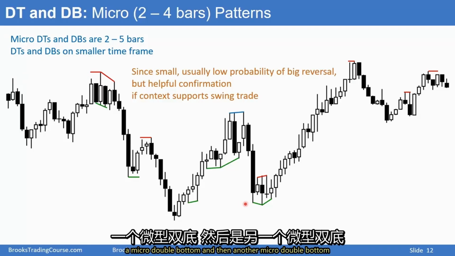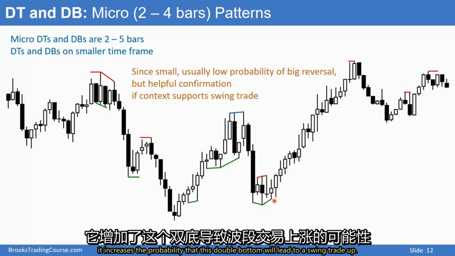Here, a micro double bottom and then another micro double bottom. It increases the probability that this double bottom will lead to a swing trade up.